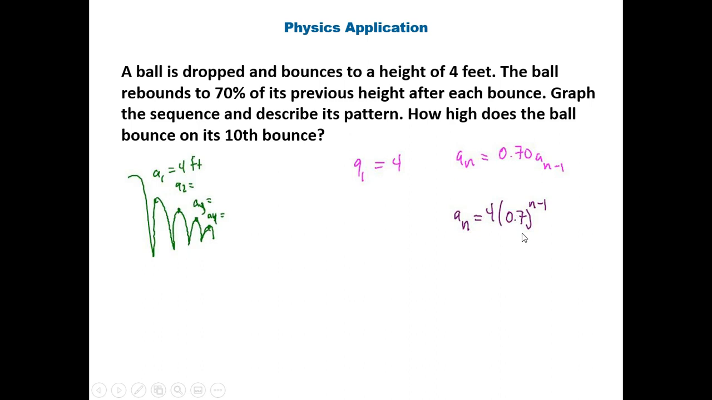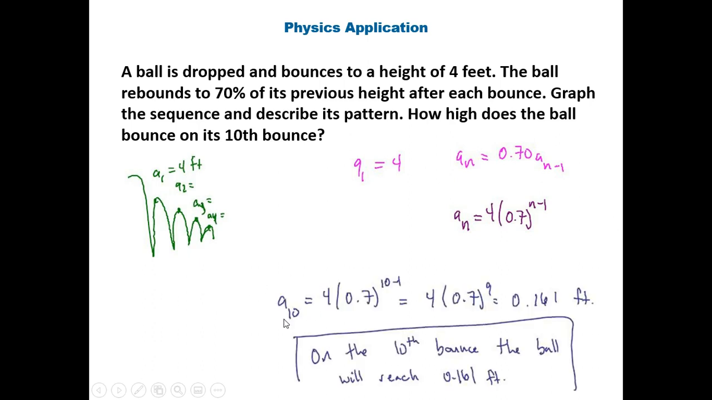So every bounce after we let go is going to be 0.7 of the previous. That's why we keep multiplying by 0.7. Now that we have this formula, we can simply plug in: a sub 10 is equal to 4 times 0.7 to the 9th power. And if we do that, it's approximately 0.161 feet.